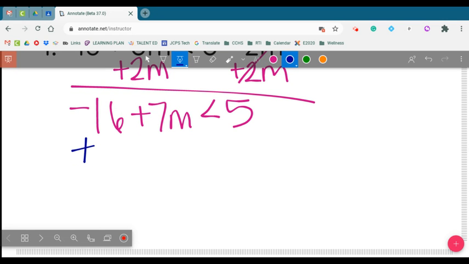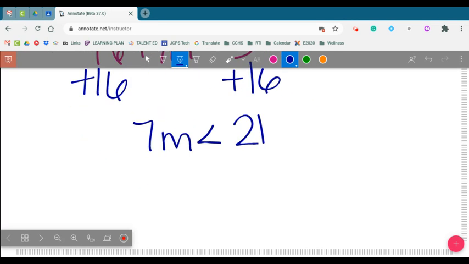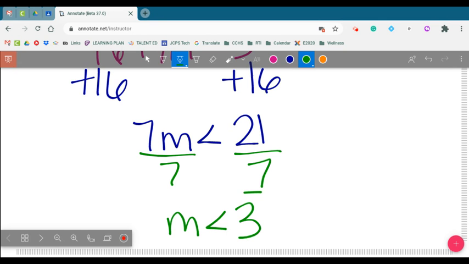Then we have to move our 16. Since it's negative, we're going to do a positive 16. So we're going to get 7m is less than 21. And then our last step is to divide both sides. Since we're dividing by a positive number, our inequality sign can stay the same.